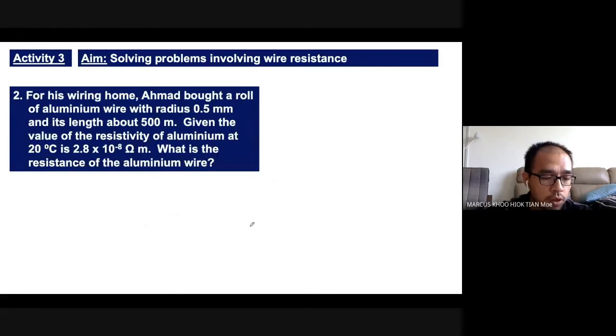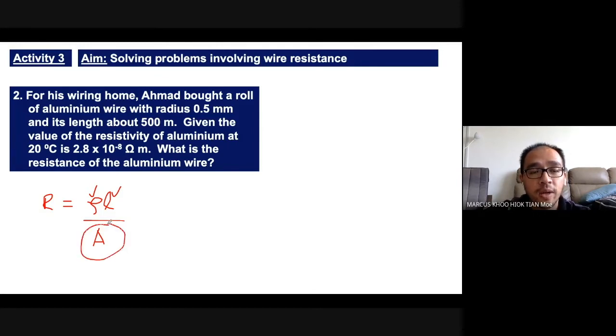Okay, question number 2. For his wiring at home, Ahmad bought a roll of aluminium wire that has a radius of 0.5 millimeter and length of 500 meters. Interesting. Okay, given the value of resistivity of aluminium at 20 degrees Celsius, what is the resistance? Formula is R equals rho L over A. So given your rho is given, your L is given, how do I calculate the area? I need to change the radius to area.